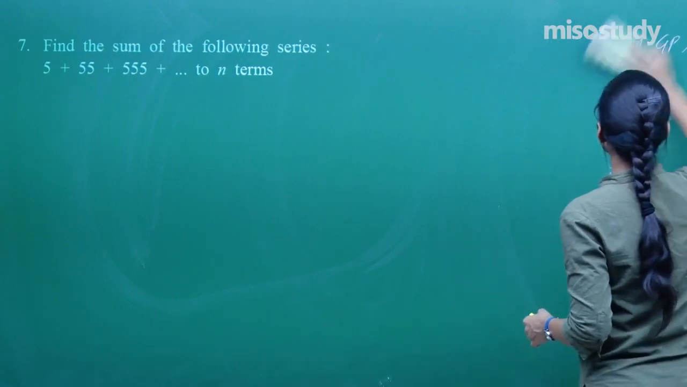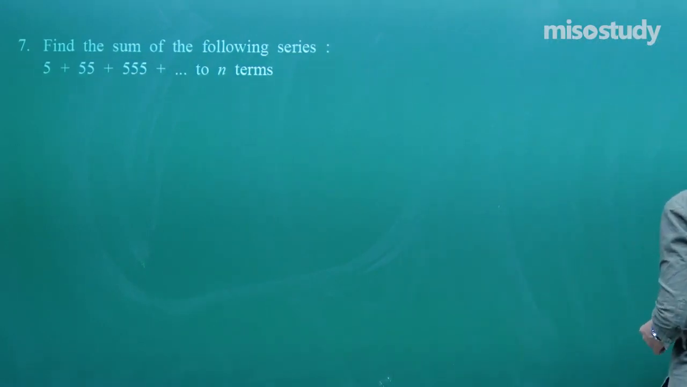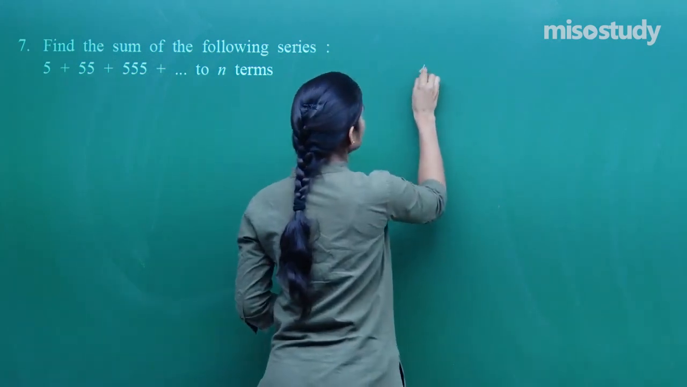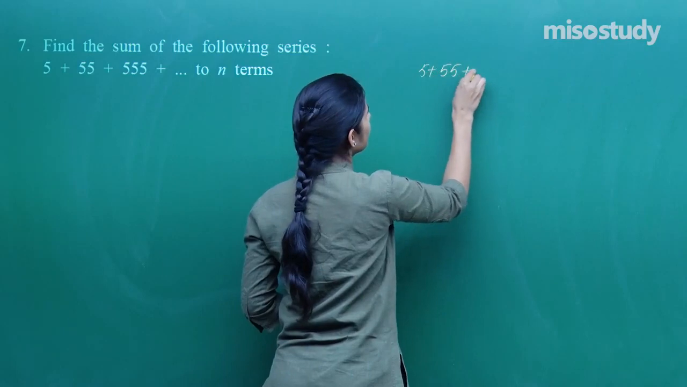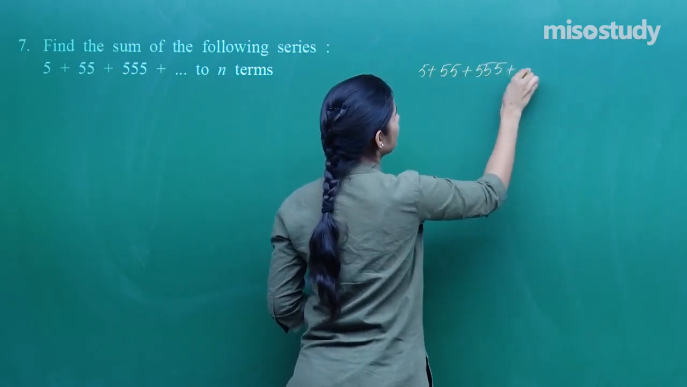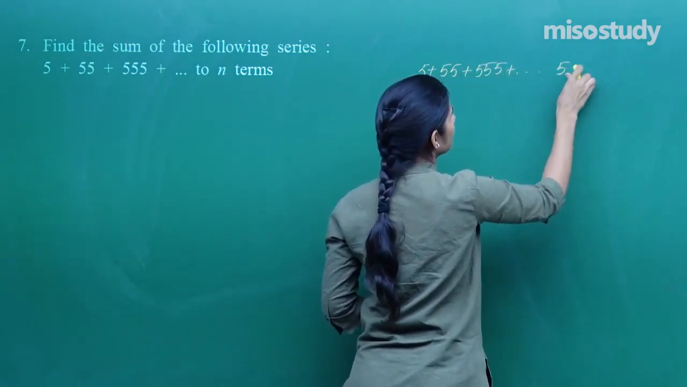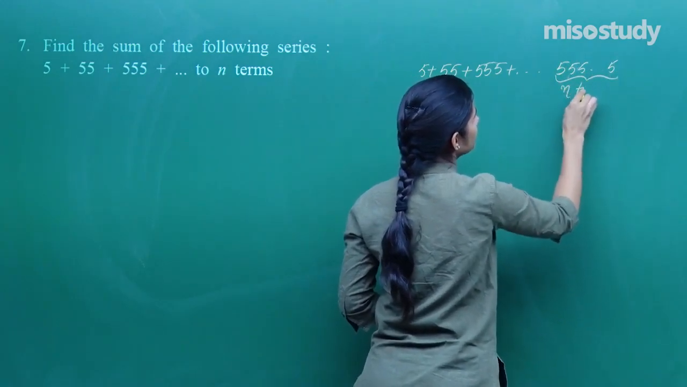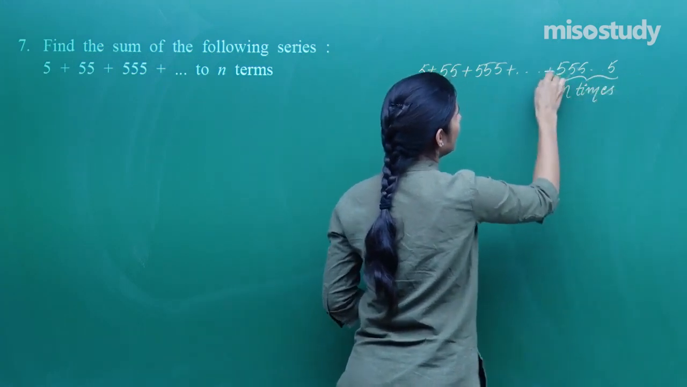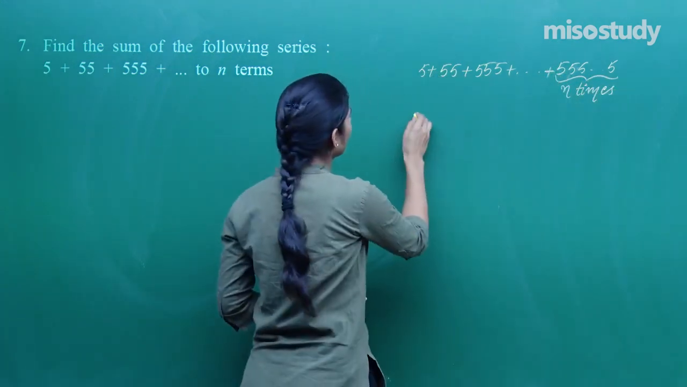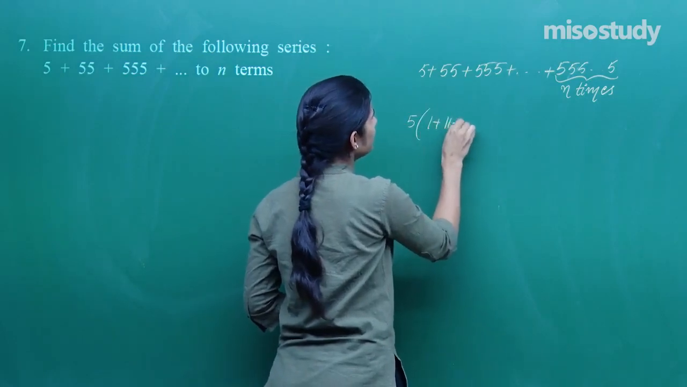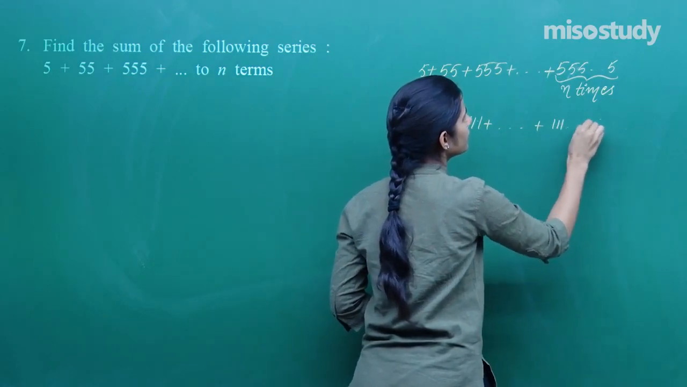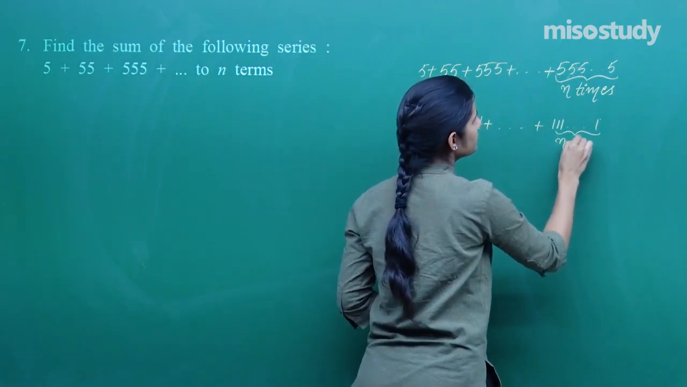Now we have done something like this in our regular lectures as well. I know this is neither an AP nor a GP, so I will be manipulating it. 5 plus 55 plus 555 and so on up till n terms. I have to add and deliver the sum. 5 can be taken out common, you are left with 1 plus 11 plus 111 plus and so on, 111 n times.